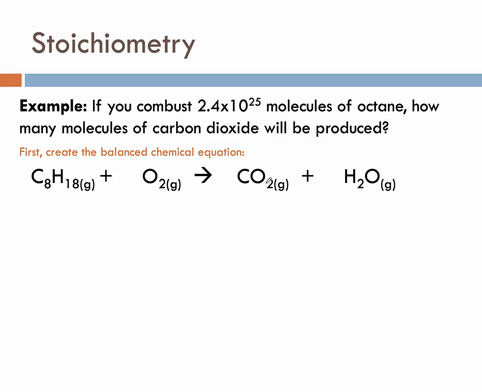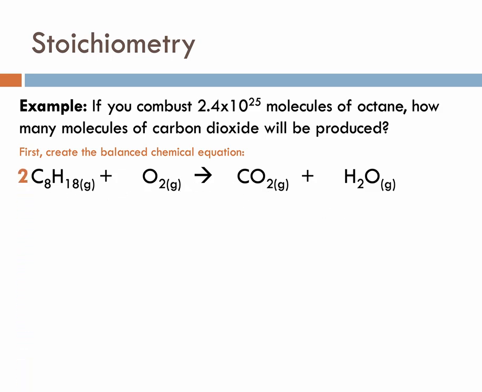Octane is C8H18. And we're going to add oxygen to it, right? Remember, in complete combustion, your other reactant is always oxygen. And the two products we get from combusting a hydrocarbon are carbon dioxide gas and water vapor, also a gas. So that's our skeleton equation. Next, we need to balance it. Let's give this a try.